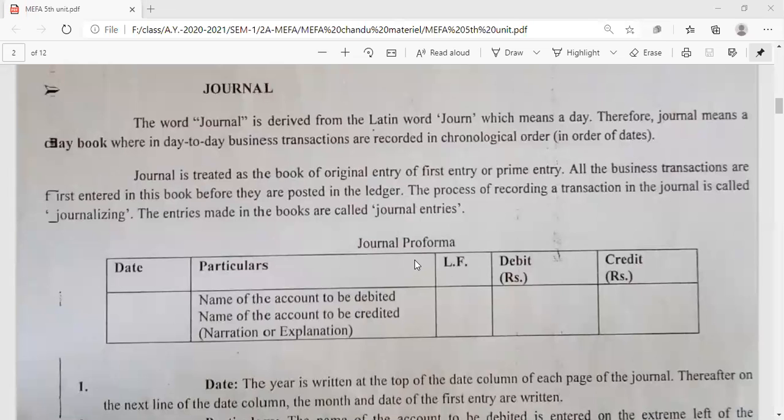Therefore, journal means a day book where day-to-day business transactions are recorded in the chronological order. Chronological order in this case means in the order of the dates. So first we'll write the date, 1st of this month, November. Next we will be writing date 2, if there is any transaction.